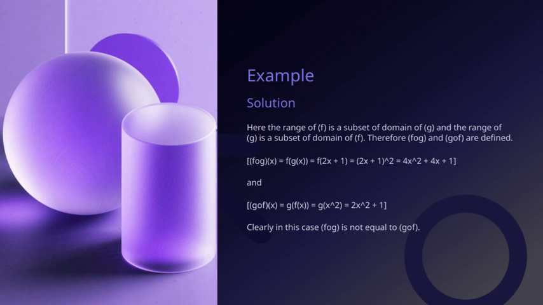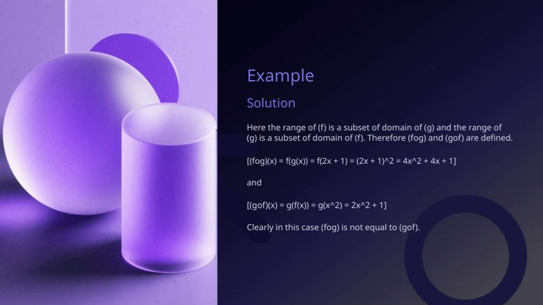On the other hand, we have f(g(x)), which is f composed with g, that equals f of g(x), which is f(2x + 1). When we apply f to 2x + 1, we square that entire expression, resulting in (2x + 1)². Expanding that, we get 4x² + 4x + 1.